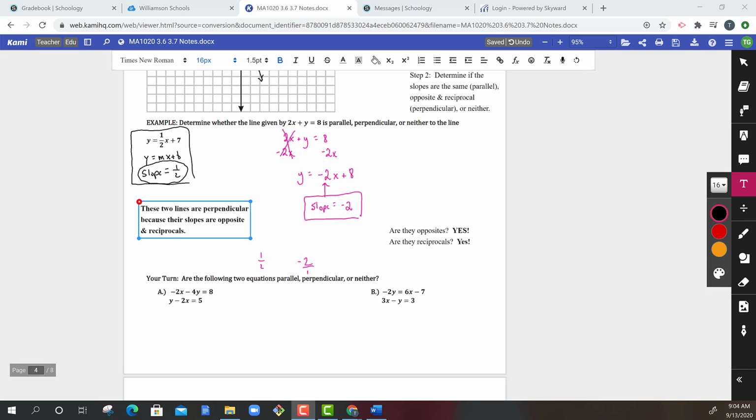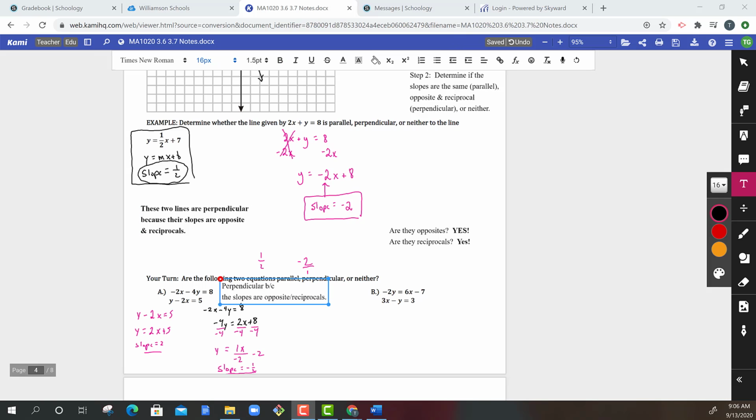All right, pause the video here for about 5 seconds. I'm going to show the answer to the first one. So there's the work on this one. The line in part A had a slope of +2. The slope for the second line was -1/2. So one is positive, one is negative, and they are flipped versions of each other. So those two lines are perpendicular. Pause the video again, and I'll show the answer to part B in just a couple of seconds.